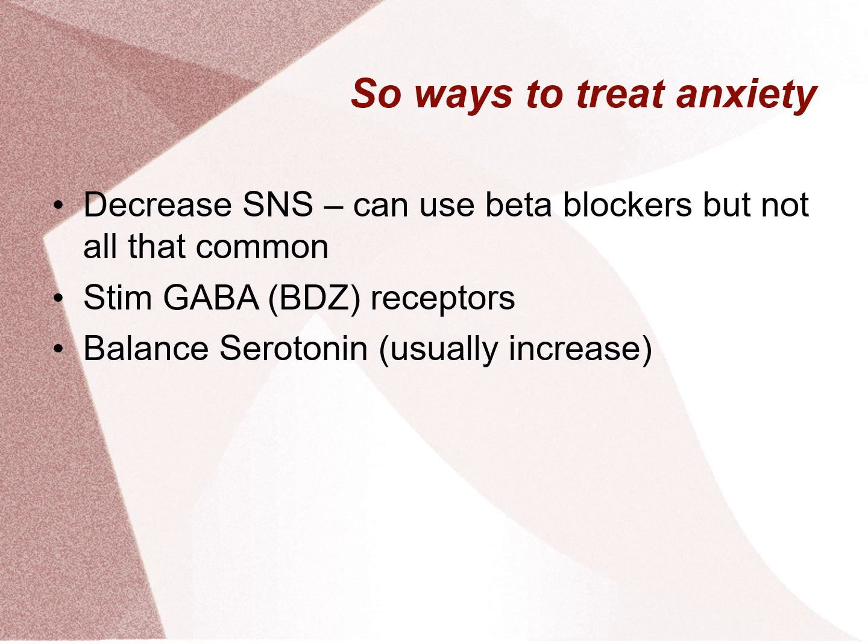You can also try to balance out their serotonin. Usually we try to increase it. Some people, when you increase it with an SSRI, they actually get more anxious. Clearly that's not desirable, but most people, if you raise their serotonin level using an SSRI or an SNRI, they usually will actually feel better.